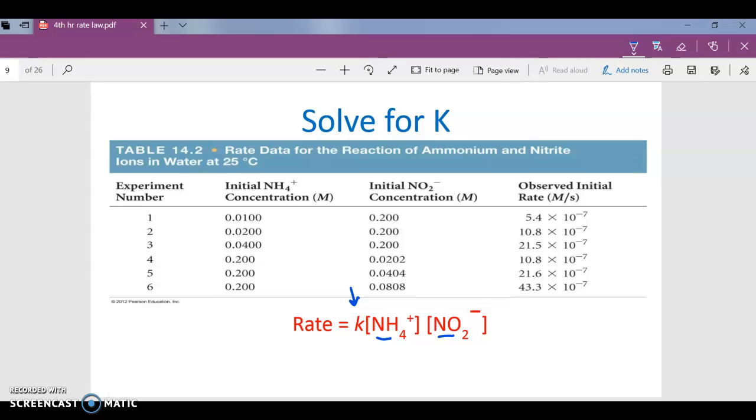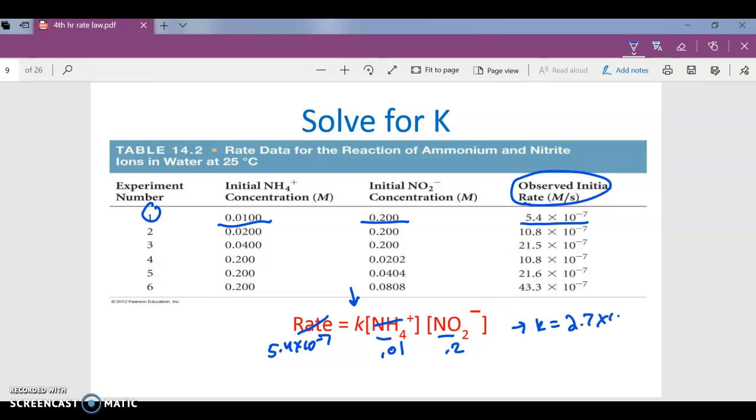If you notice, I'm just going to call that rate constant K, or in other words X, that's my variable, and I'm just going to plug in numbers for all the rest. I could use experiment 1, where I'd put 0.01 here. This NO2 would be 0.2, and then my actual rate, 5.4 times 10 to the negative 7. I just put in the numbers. Now, one thing to know is that this is the rate of the actual reaction, not the rate of NO2 or the rate of NH4, but the rate of the entire reaction. So that's a key part. If I do this, I will solve for K, that is 2.7 times 10 to the negative 4.